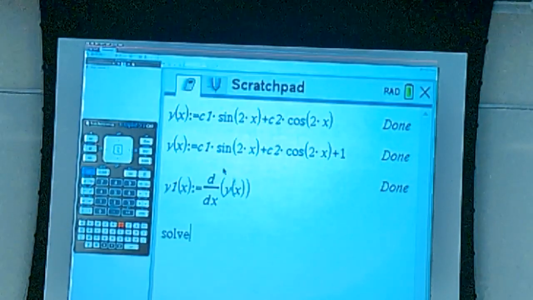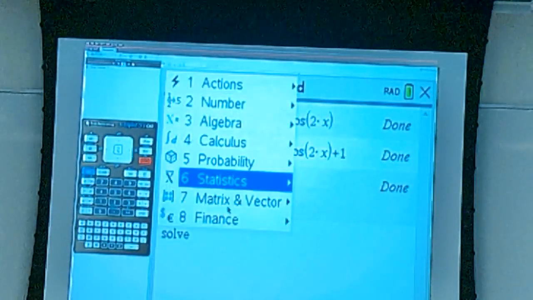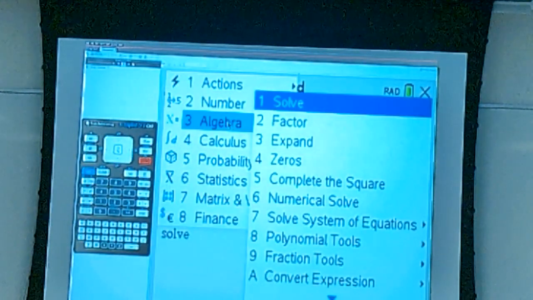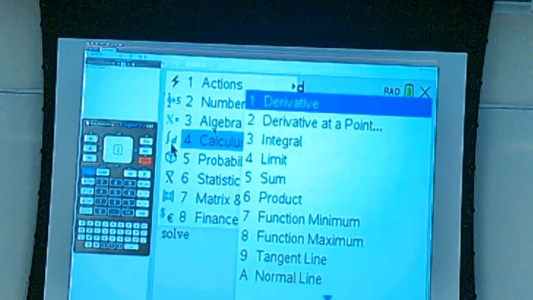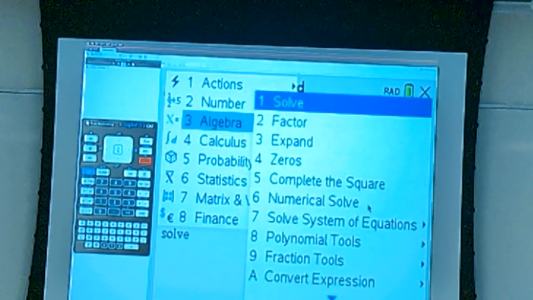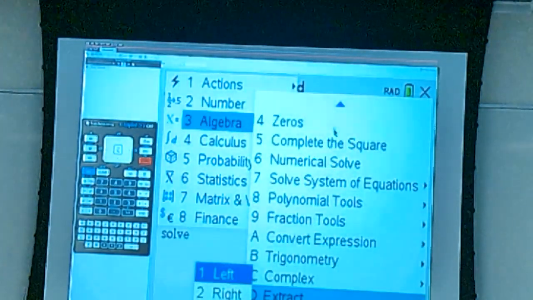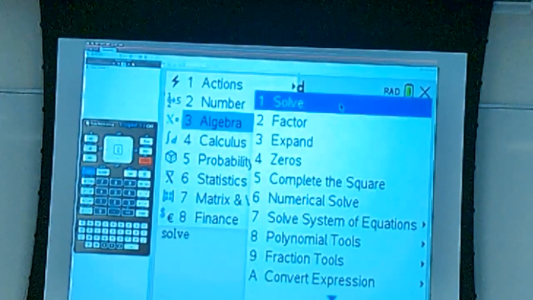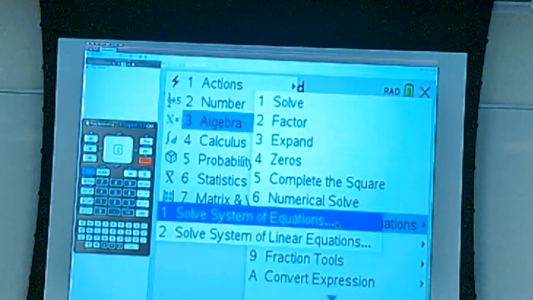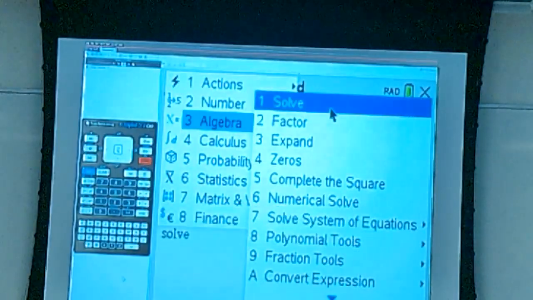Solve. And again, menu, this one is under algebra. Solve. So let's see if I remember how to do this, because it is a system. I can do solve systems, but I know there's a way I can also do it with just the solve command.